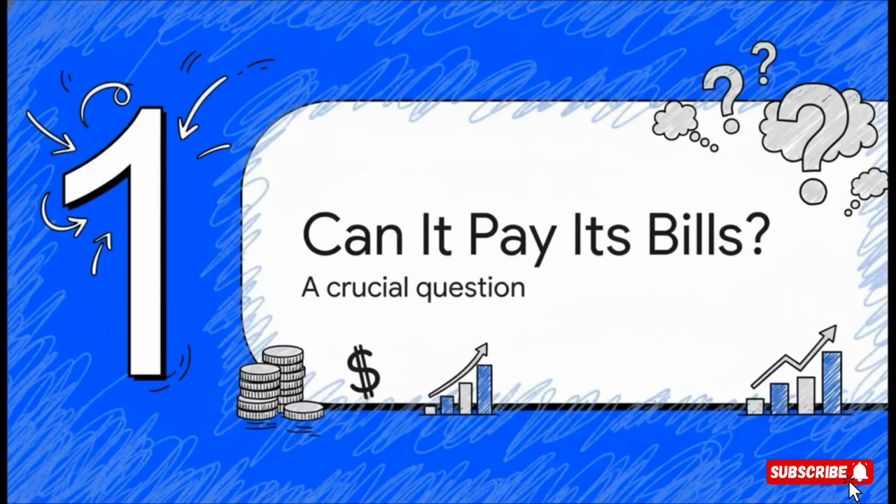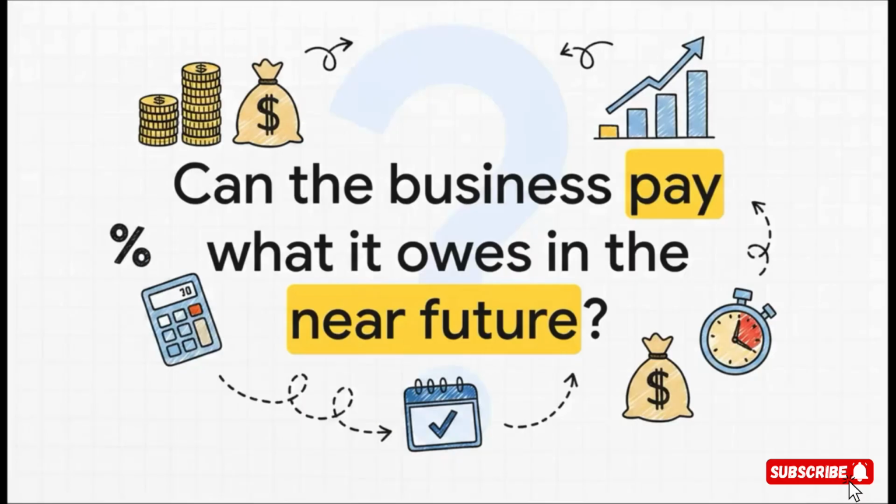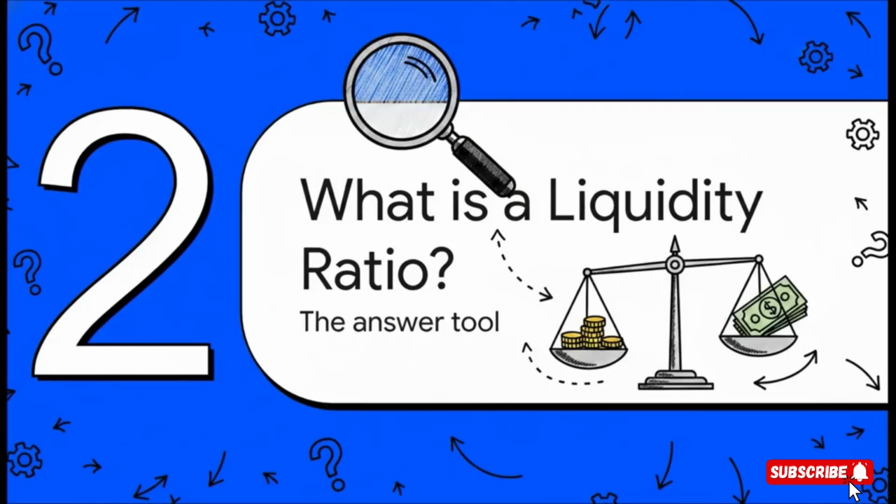When you peel back all the layers of business, it really just boils down to one single fundamental question. It's a question that every business owner, every investor, and even every curious customer should probably be asking. And that question is simply this: can the business pay what it owes in the near future? It sounds almost too simple, doesn't it? But trust me, the answer to this one question tells you almost everything you need to know about its chances of short-term survival. So how in the world do we actually find the answer?